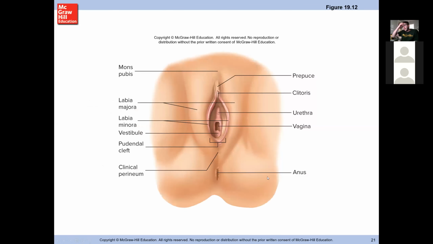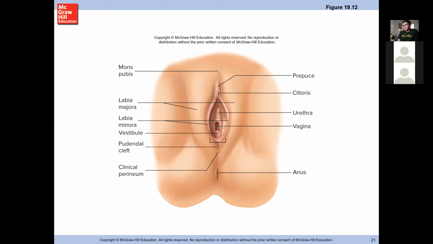Okay, so here we have the vaginal vestibule. As I mentioned before, on the outsides here, we have the labia majora, right? And then just medial to that on these inner layers, we have the labia minora, right? So two sets of lip-like tissue on either side of the vaginal vestibule, okay?